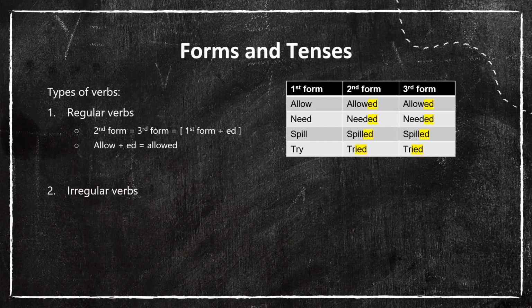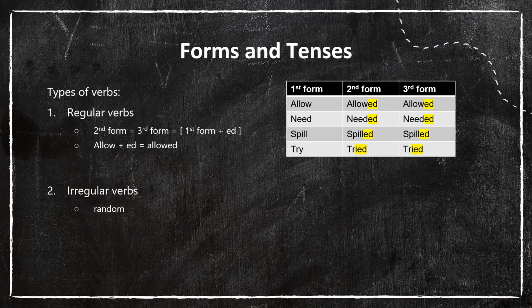Other examples are need, need, needed, needed. Spill, spill, spilled, spilled. Try, tried, tried. I will go into the explanation of the last one, the tried, a bit later when we talk about the rules for the forms. When it comes to irregular verbs, though, they don't follow any pattern. They are mostly random. And the only way to know them is by learning them and using them again and again until you don't have to think about it too hard.